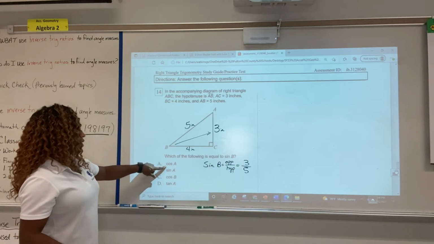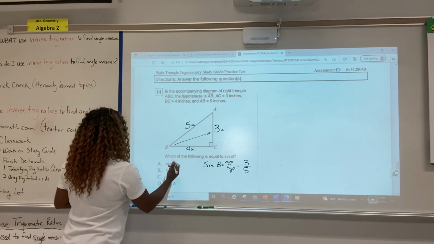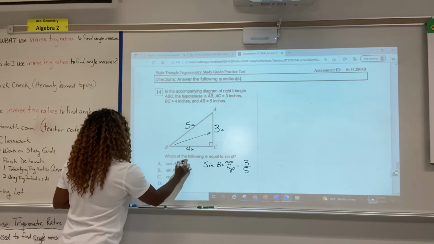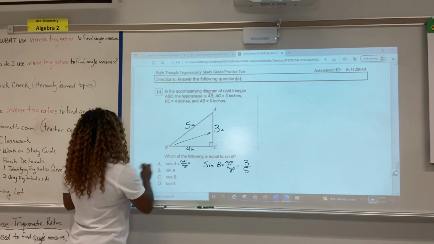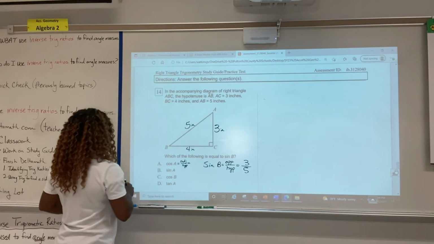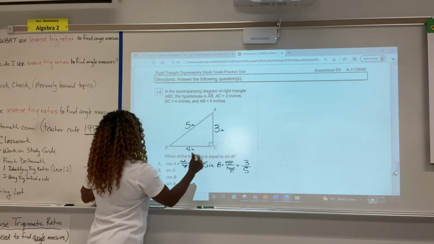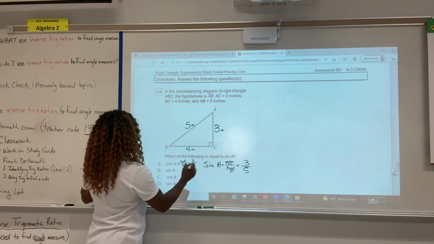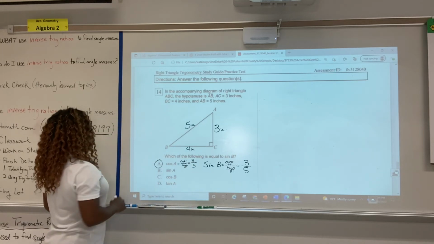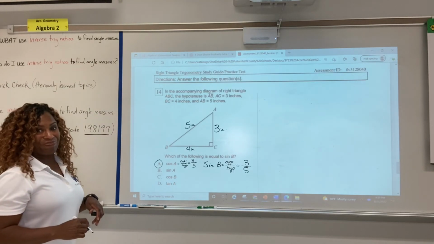Let's check cosine of A. So from A, remember now for cosine, we're looking at adjacent over hypotenuse. So let's check it. If we're looking at angle A, adjacent from A is 3, and the hypotenuse is 5. Okay, that seems to be our solution. All right, we are done.